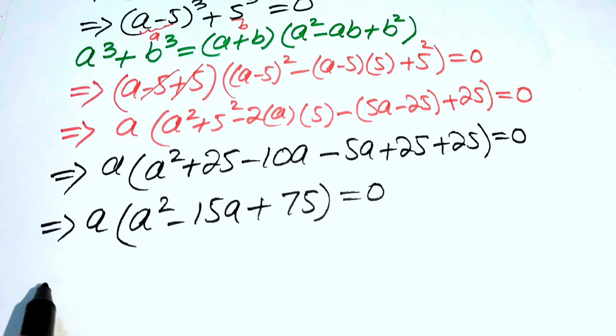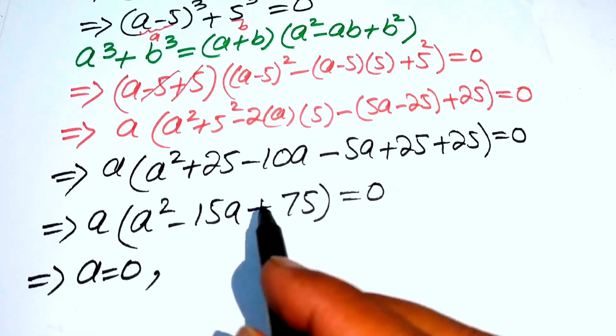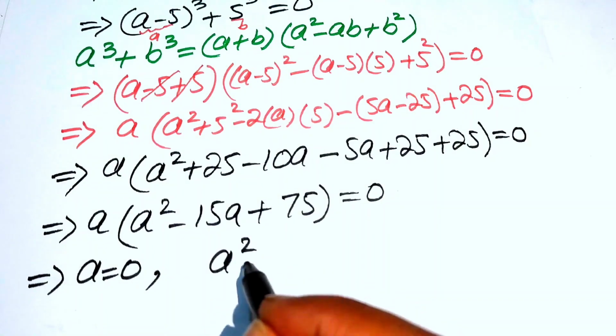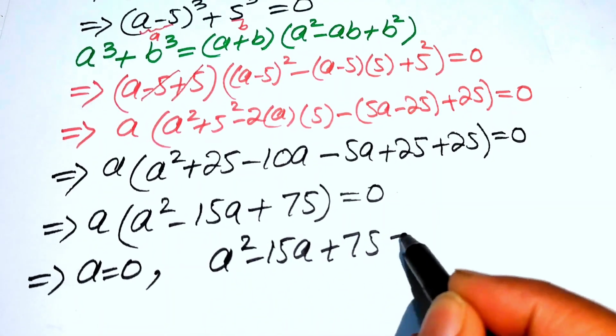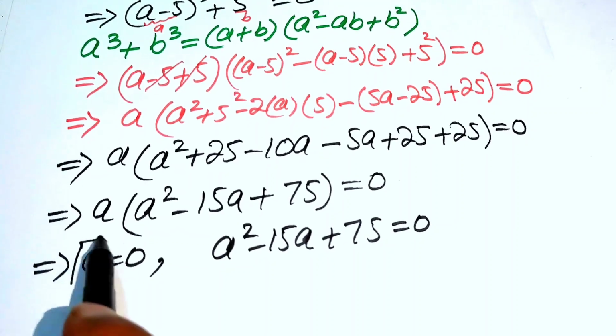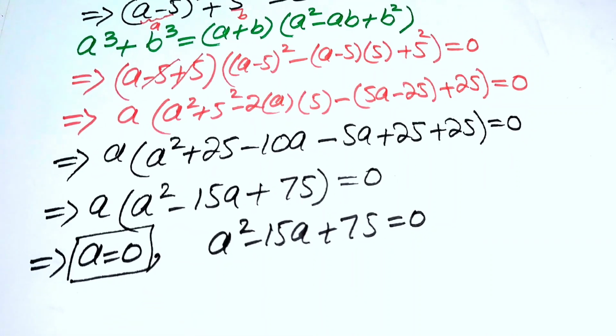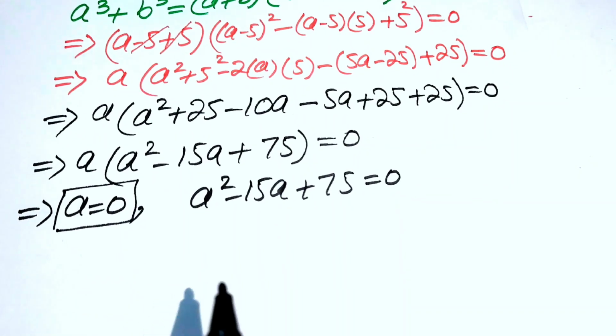So now we convert this equation into two cases. Our first case is we write a = 0, and the second case is we write a^2 - 15a + 75 = 0. So here we easily get the first solution of the given equation, which is a = 0. Now in order to find the other solutions we need to solve this quadratic equation.